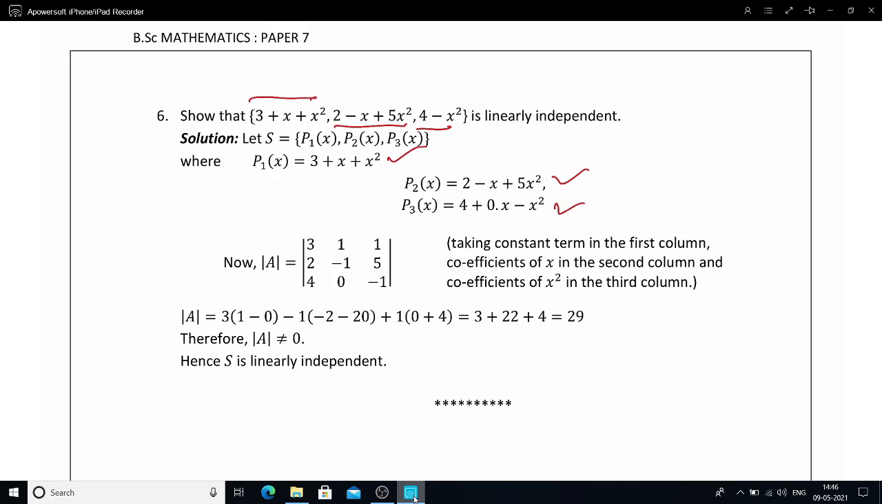Taking the constant terms in the first column, coefficients of x in the second column, and coefficients of x square in the third column of the determinant, we get this. Expanding and simplifying, we get 29. 29 is not equal to 0, which means the determinant value is not 0, so it is non-singular. Non-singular means the vectors are linearly independent.